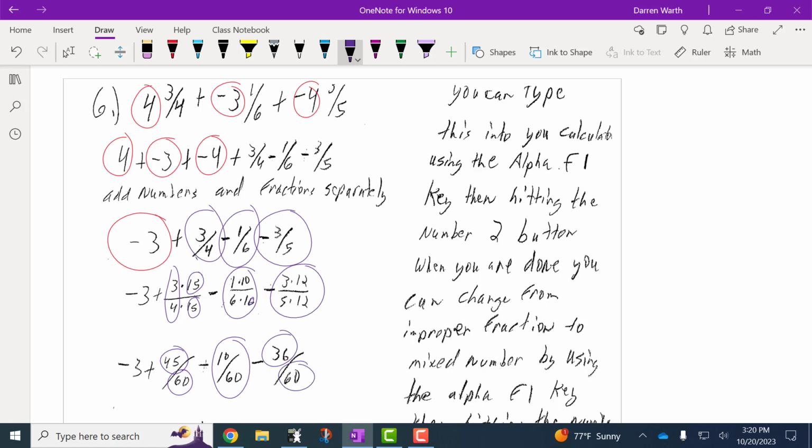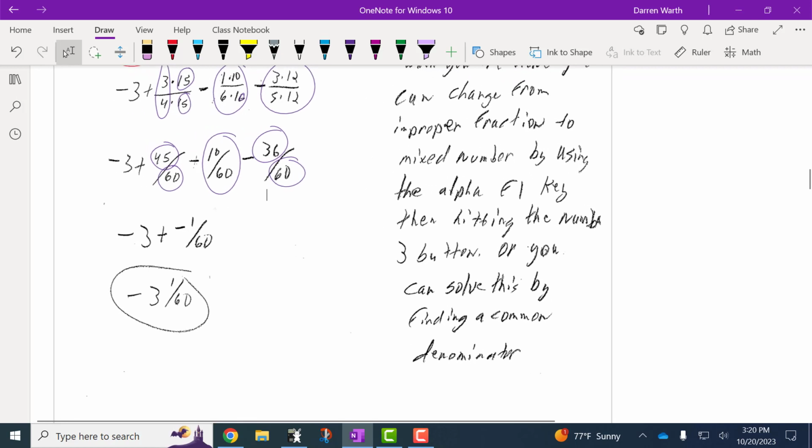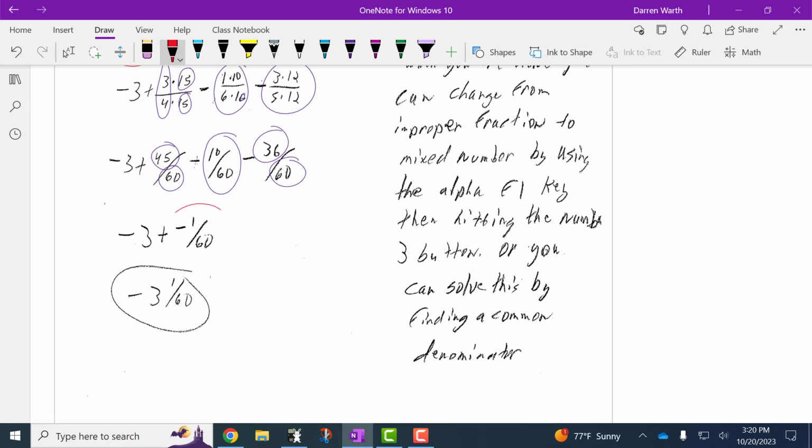And 5 times 12, which is going to be 60. So now when I combine those fractions together, I'm just going to take 45 minus 10, which is 35, and 35 minus 36 is going to equal -1. And then I'm going to keep my common denominator, which is 60. I add those together, and I get -3 and 1/60.